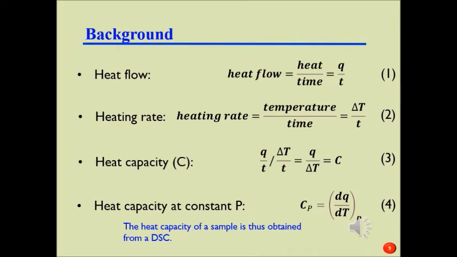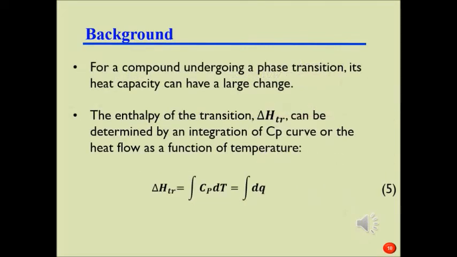The heat capacity of a sample can be measured from a DSC. For a compound undergoing a phase transition, its heat capacity is not constant during phase transition, but can have a significant change. For example, during a solid melting, such transition requires a great amount of heat with no temperature change. The enthalpy of the transition, delta H transition, can be determined by an integration of the Cp curve depicting the heat flow as a function of temperature from the DSC thermogram.